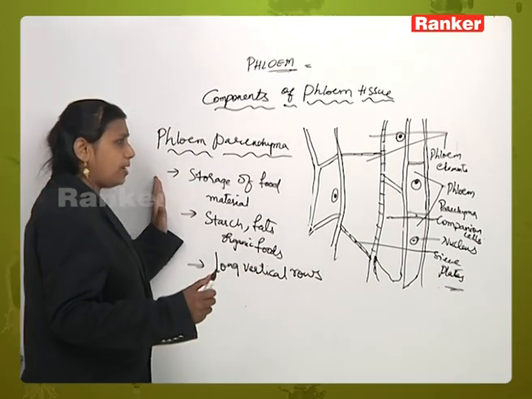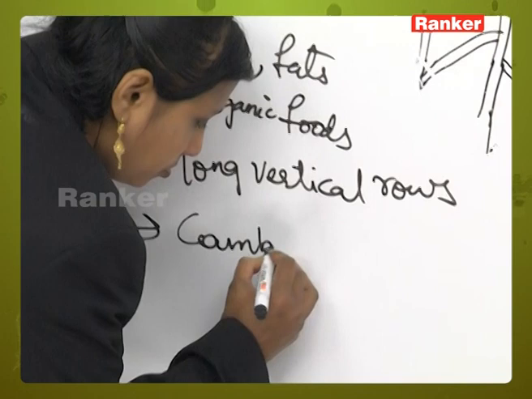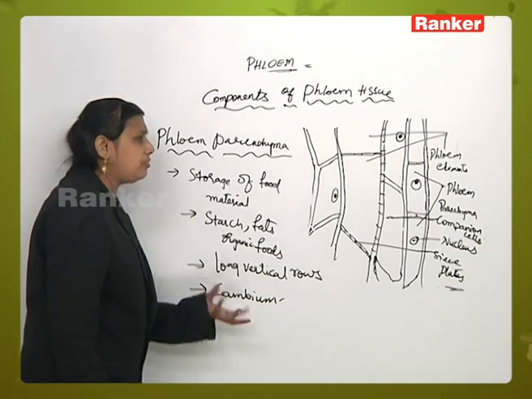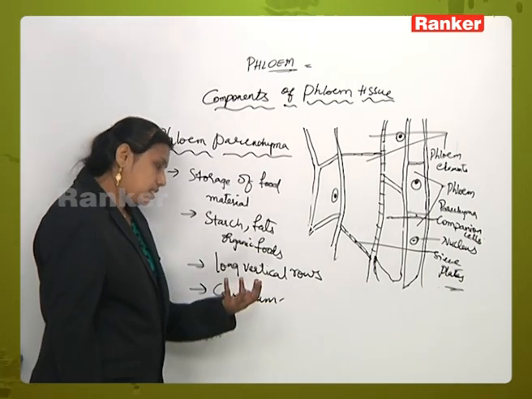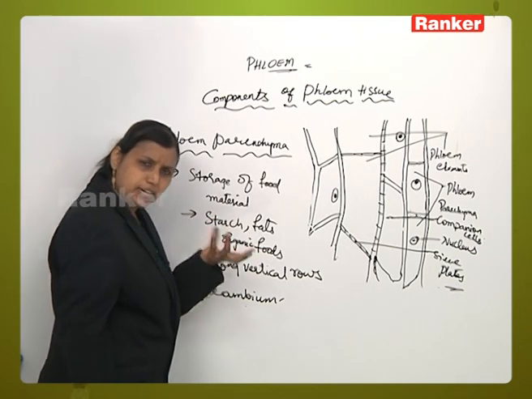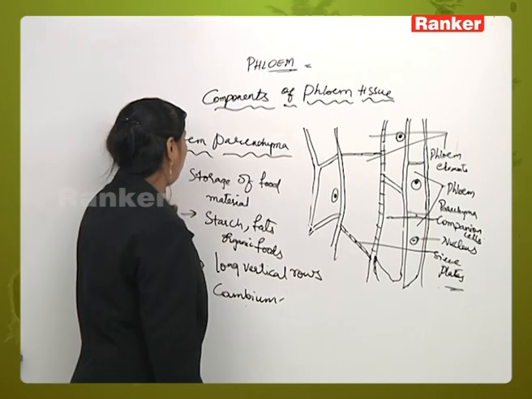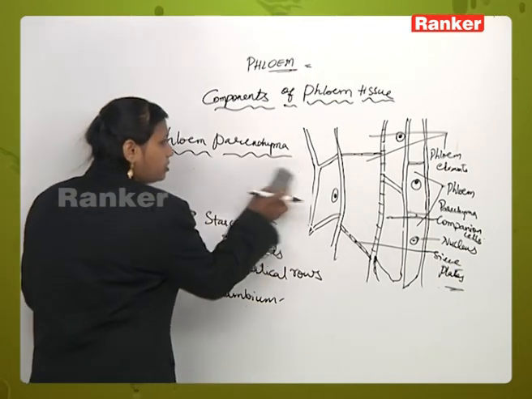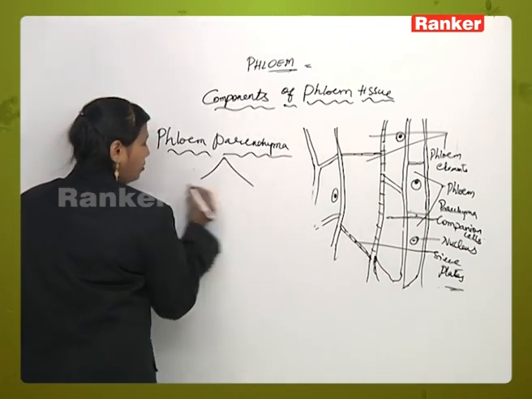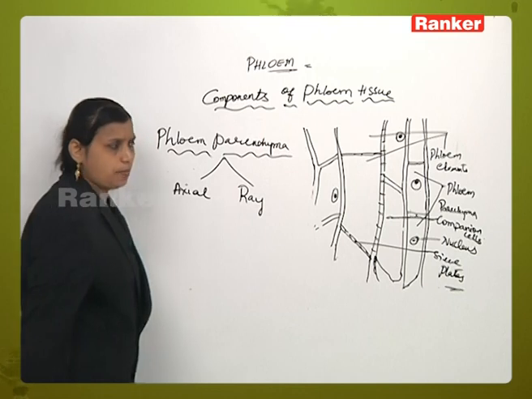And these parenchyma cells of the phloem originate from the cambium. On the basis of the arrangement, these phloem parenchyma are again classified into two types. As we said, xylem parenchyma also had two types: axial parenchyma and ray parenchyma. So here also you have phloem parenchyma classified on the basis of the arrangement of cells. Phloem parenchyma is of two types, that is axial parenchyma and ray parenchyma.